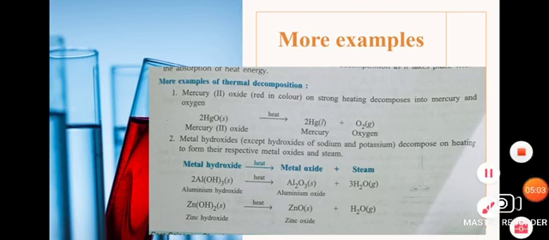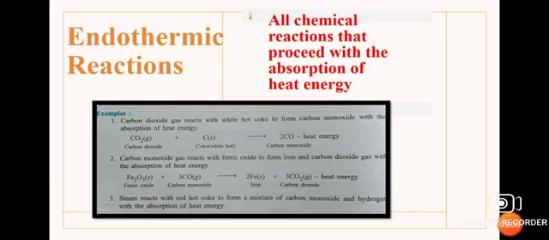It is very important. Okay, next one, endothermic reactions. You have to listen, note the point. All chemical reactions that proceed with absorption of heat energy. So all chemical decomposition reactions absorb heat energy, or the reaction takes place in the presence of heat energy. So all chemical reactions that proceed with the absorption of heat energy are called endothermic. Exothermic means heat releasing. Endothermic means heat absorbing.